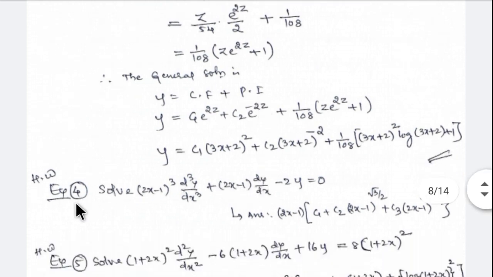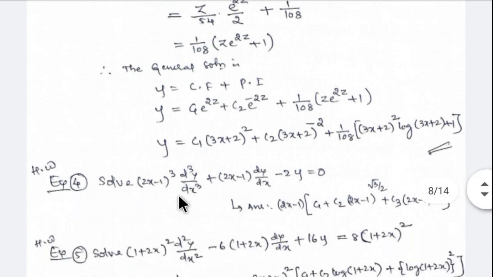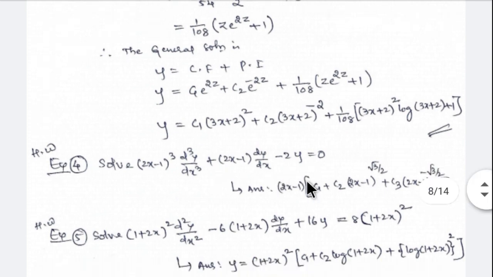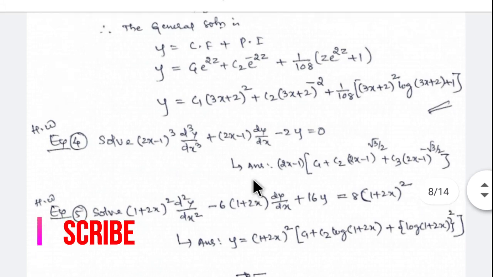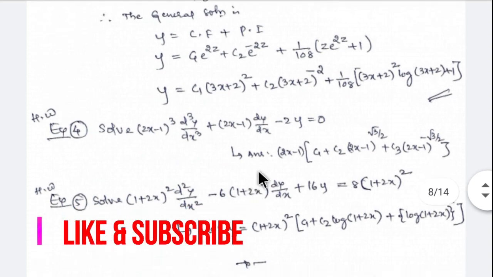These are example 4 and example 5 for you to practice. Please practice these. Okay, with this the Legendre differential equation topic completes. Okay, thank you.